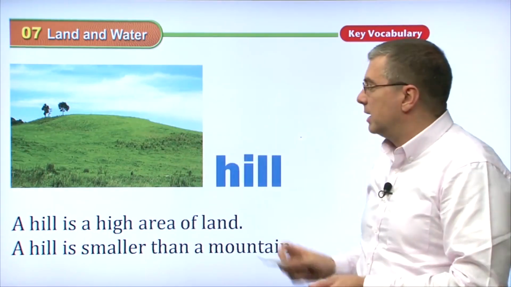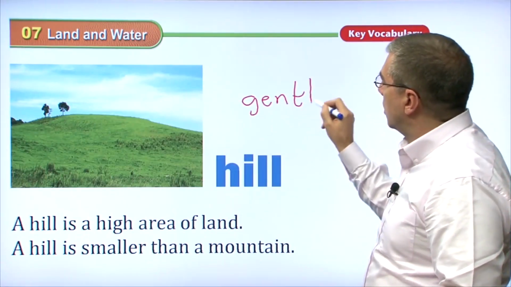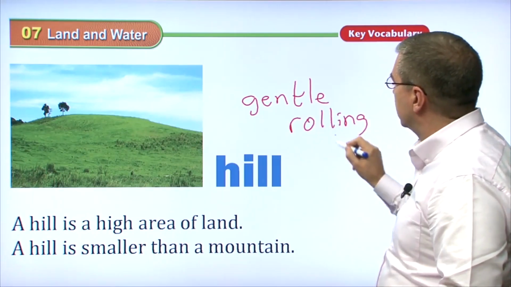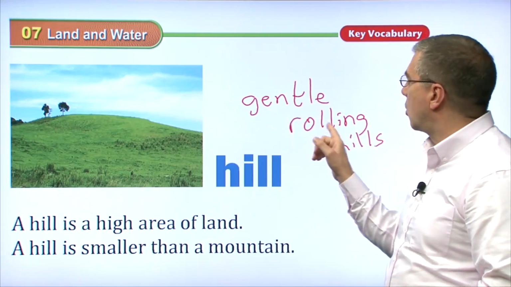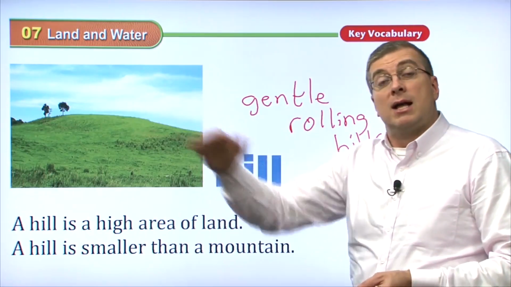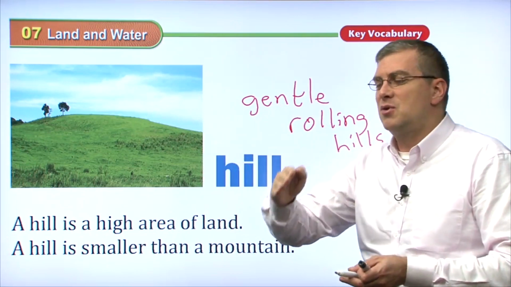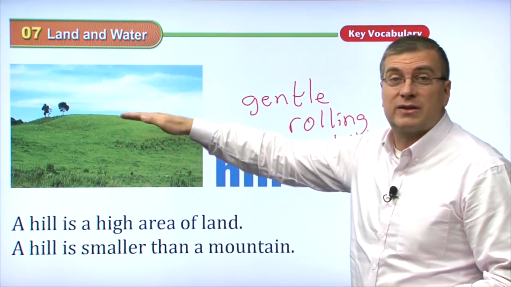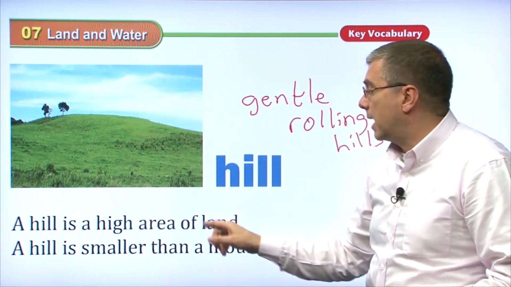And sometimes we call them gentle rolling hills. That's a very nice feature of land. Gentle rolling hills. That's where the land is just very gentle, going up and down, like the waves on an ocean. But of course, these waves don't move, right? Because they're hills. They don't move. They stay like this. And these hills are just a higher piece of land above the plains or above the flat land.